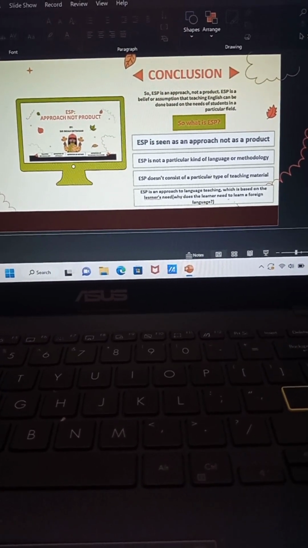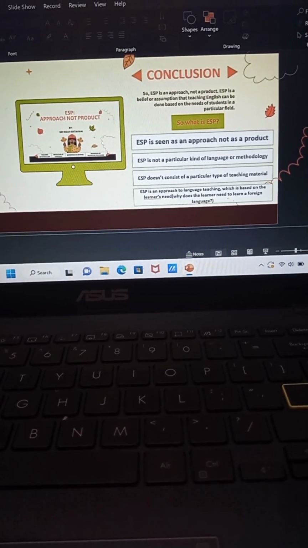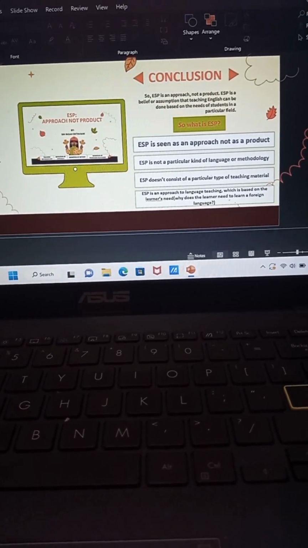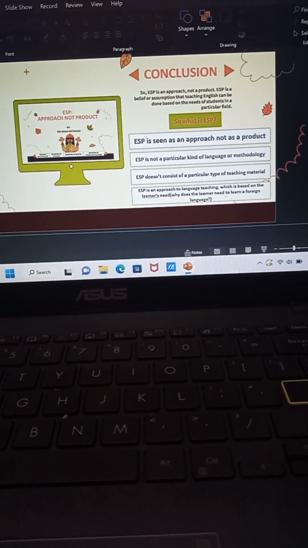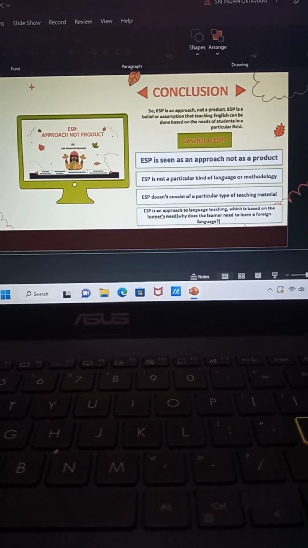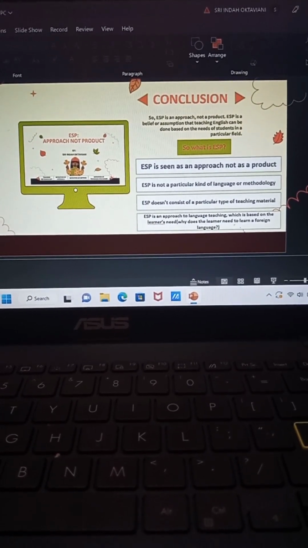So, ESP is an approach, not a product. ESP is a belief or assumption that teaching English can be done based on the needs of students in a particular field. So, what is ESP? ESP is seen as an approach, not as a product.